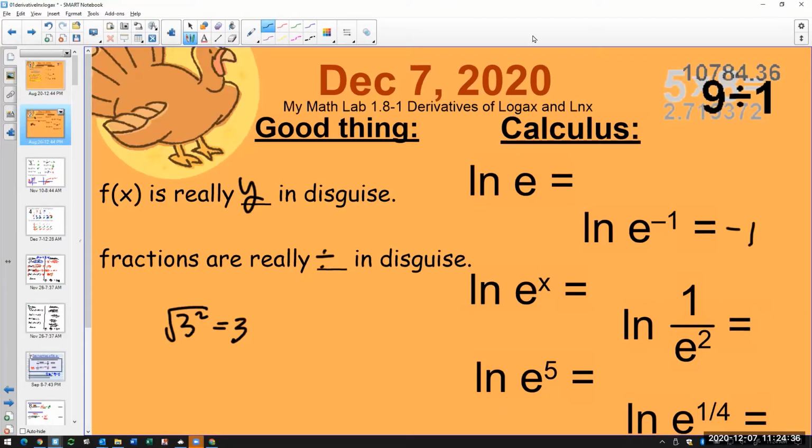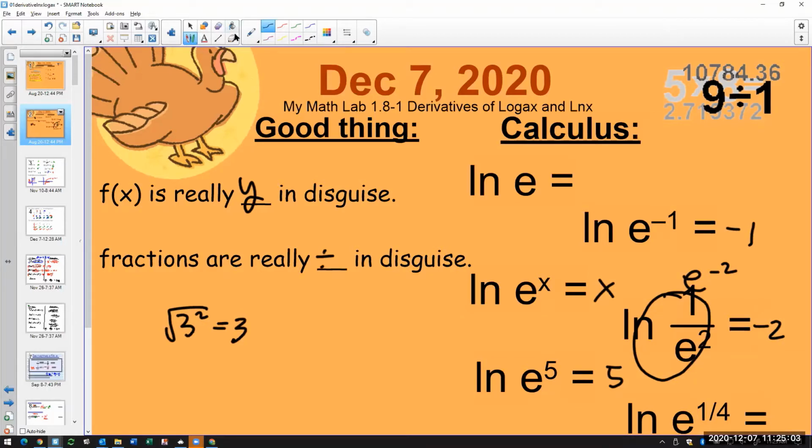What do you think the log of e to the x is? X. Let's do this one down here. What's the log of e to the 5th? 5. What's the log of 1 over e squared? Very good. This is -2. Okay, do you guys see where the -2 came from? Well, if you rewrote this, isn't that really e to the -2? Do you see that? So you rewrite it and you see, oh, that's a -2.